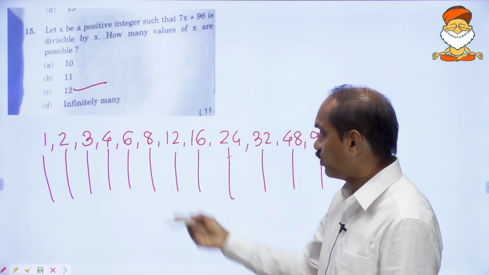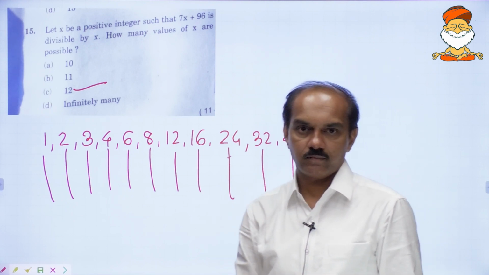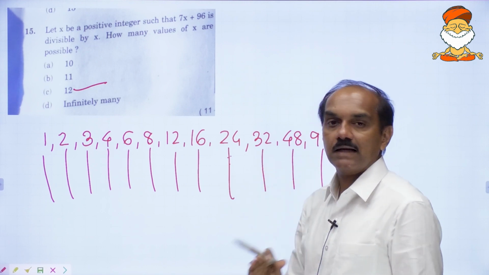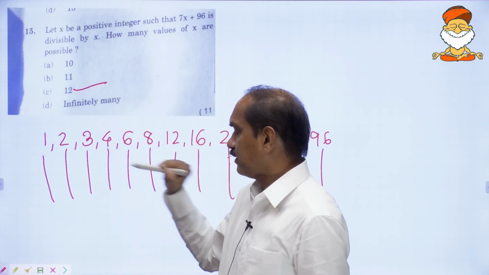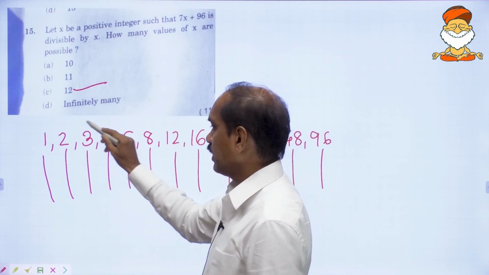Now I will tell you what to do with these numbers and how this became the final answer. Now let us check at least some of these. We will check one in the beginning, one in the middle, and one in the end. So first let me check this 3.